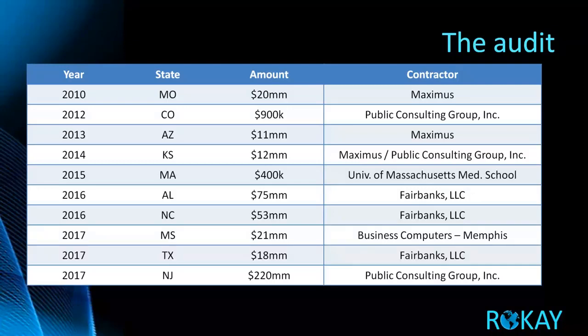So if you look at the table, in Texas in 2017, in that audit report, OIG named the vendor. They just named them. They didn't say anything good or bad about them. They just named the contractor. In the last one there, from New Jersey, 2017, not only did they name the contractor, but they actually called them to task for some things that they did that affected the audit.